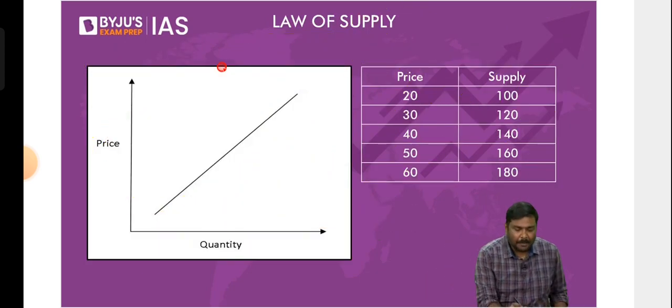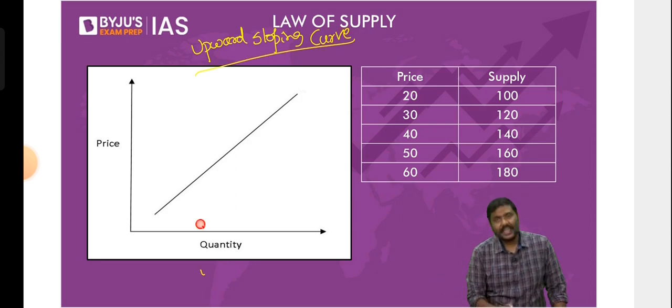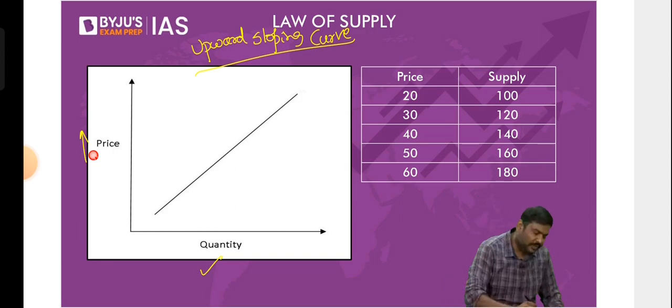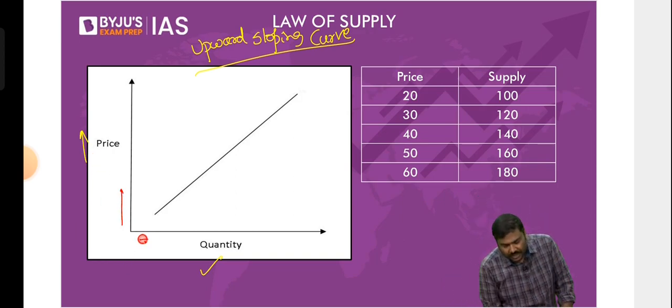Now, law of supply representation. How do we represent the law of supply? It is an upward sloping curve. Remember this. It is an upward sloping curve where the x-axis represents the quantity of goods which are supplied, and the y-axis represents the price of the commodity. It should make sense to you: when the price of the good starts rising, the quantity of goods which are supplied should also increase.